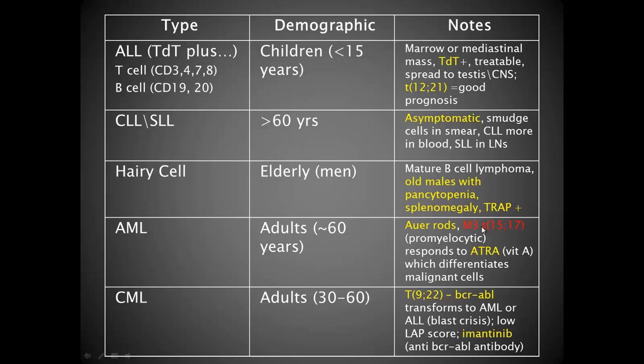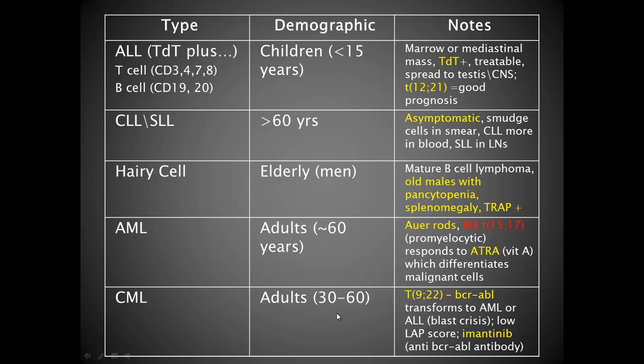But now we like to go with the translocation, and this is one you absolutely have to know. It's 15;17, and the reason you have to know it is because these people respond very well with a vitamin A therapy called ATRA, or all-trans retinoic acid, combined with some other things. This differentiates the malignant cells and then they die. It's almost an 80% response rate in these patients, so amazing response for what used to be a devastating disease.